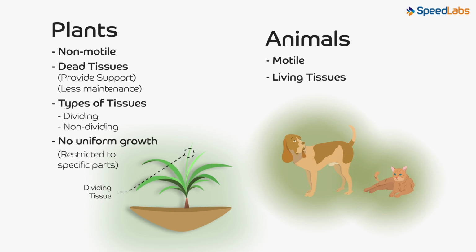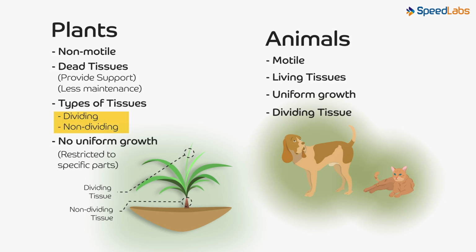On the other hand, there are parts which do not grow beyond a specific limit. They have the non-dividing tissues. Can this apply to the human or the animal body? Of course not. Humans and animals exhibit uniform growth throughout their body. Therefore, animals have tissues that divide spread throughout their body parts. They do not have these two types of tissues. In our further videos, we shall look at what these tissues are called as well as the characteristics of each type of tissue.